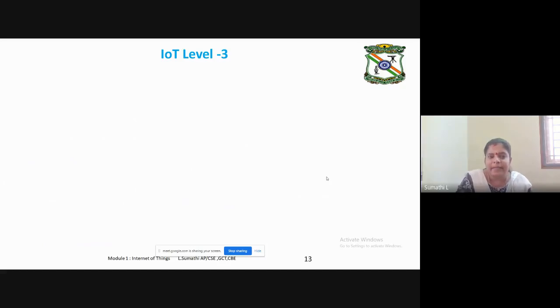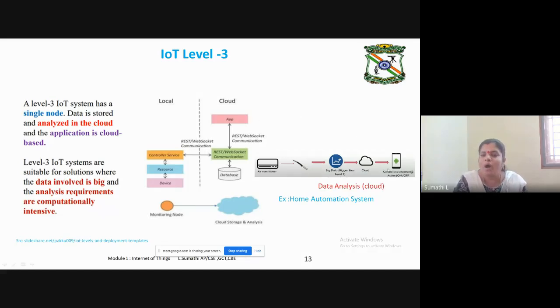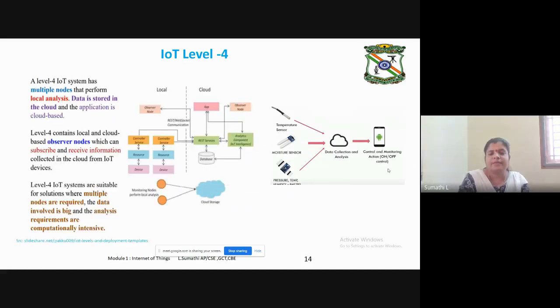Next, the third level. In the third level, the architecture is the same. Again, you store your data in the cloud, but here the data analysis will not be done on the local side. The entire data analysis will be done on your cloud side. This is your level 3. For level 2, a smart irrigation system can be taken as a very good example. Okay, level 4. It changed.